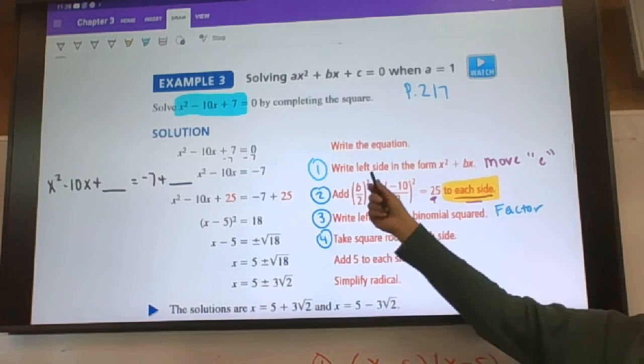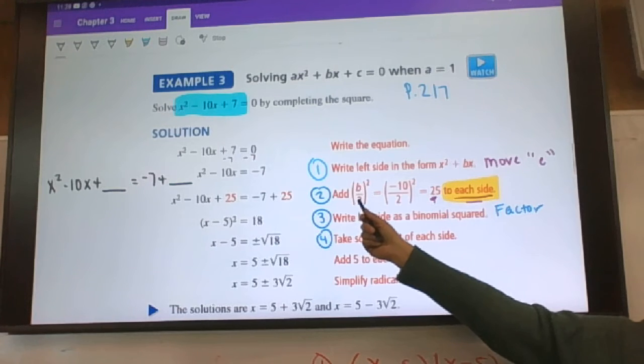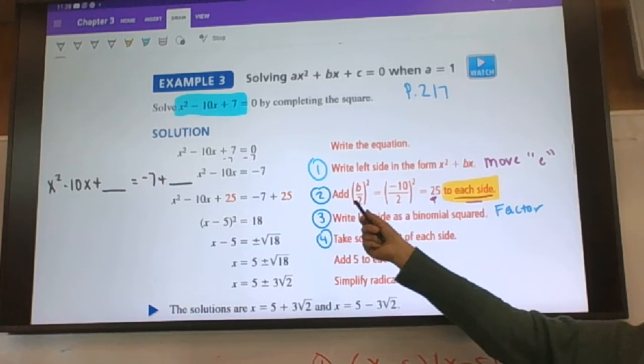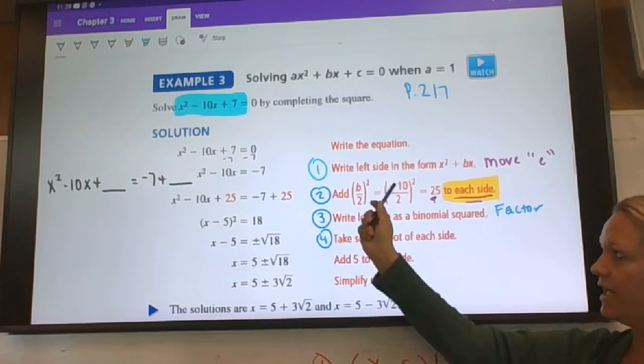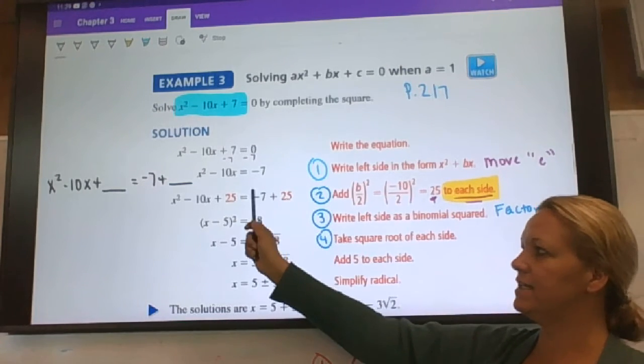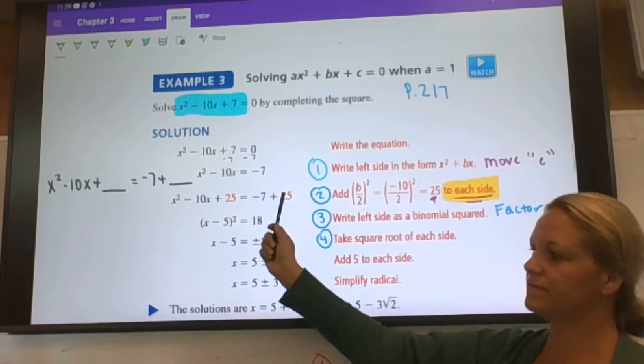So our next step is to put in the best number possible. The best number possible, like we practiced yesterday, is b over 2 squared. So negative 10 over 2 squared would be 25. A 25 has been added to both sides of this equation.